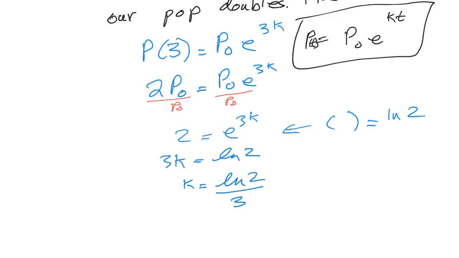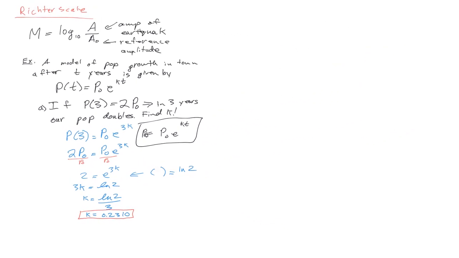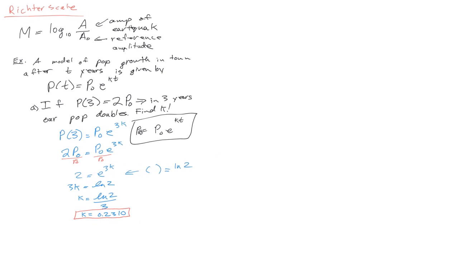Now you can leave that as a decimal, or you could leave it exact. In this case, you're going to write k is equal to 0.2310. So now that we have our k value, we can ask another problem. We can ask for another solution to our problem, right? Mathematics is awesome in the sense that no matter what you do, you always find another problem to solve.